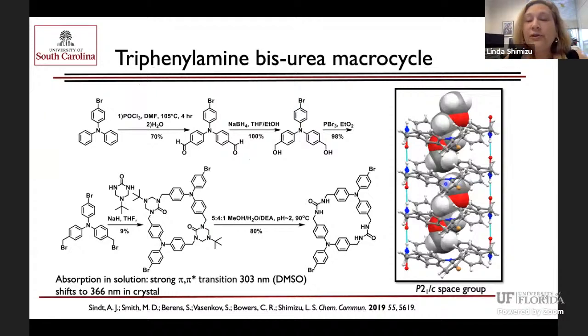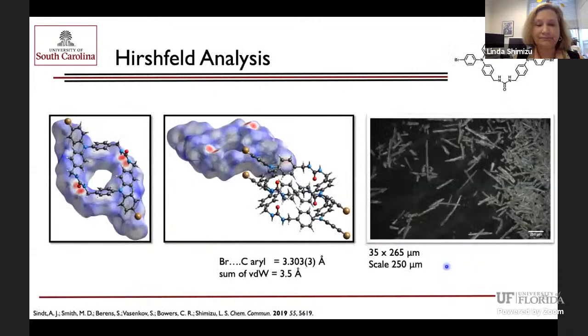We can also look at the assembly of the macrocycles. These assemble as designed into the columnar structures held together by the urea interactions. This one assembled from DMSO, where we vapor diffused dimethoxyethane into the crystals, and that's what's found in the channels. They give much larger crystals, though, than our other derivatives.